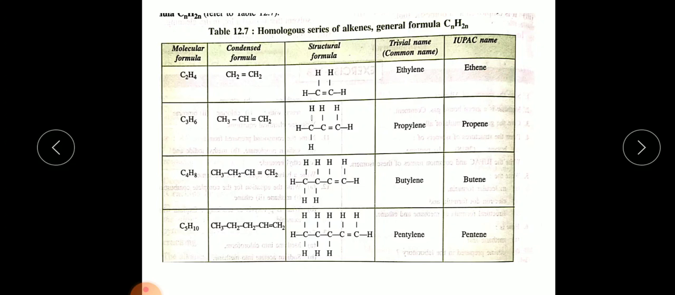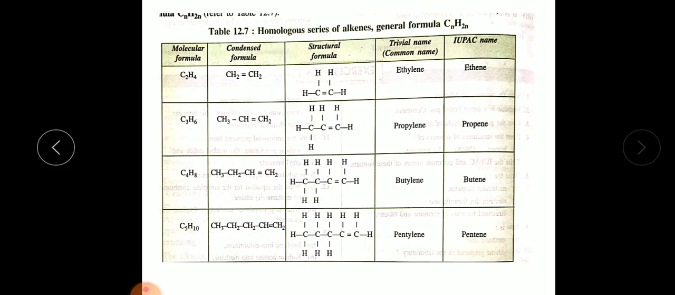So the structure is this one, carbon having a double bond and 4 hydrogens, and in the condensed form we can write it like this: CH2 and CH2. The common name is ethylene. Similarly, when we put n equals 3, we get C3H6. The name of the compound is propene, and if you draw the structural formula, it will be like this. Similarly, butene, C4H8, this is the structural formula, the condensed formula, and the IUPAC name butene. Similarly, if you have 5, then it is C5H10, it will look like this, and this will be pentene, and the structure is like this.